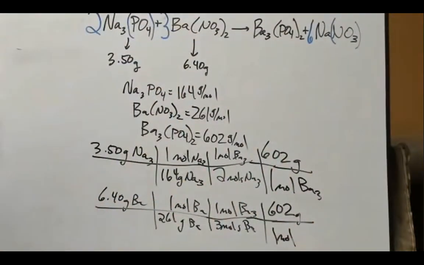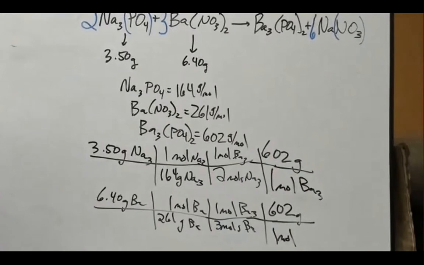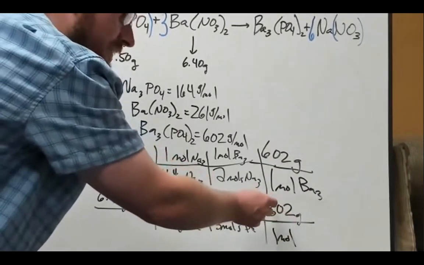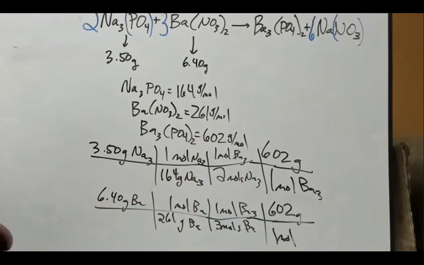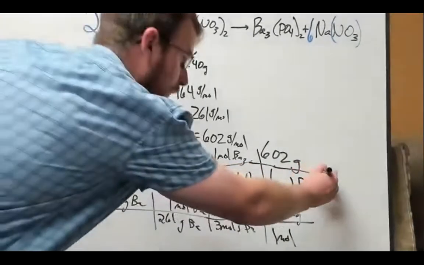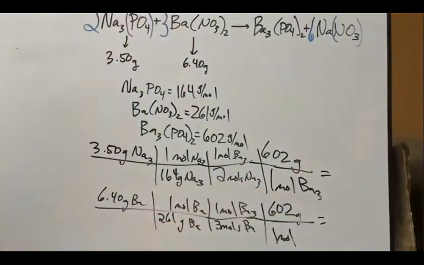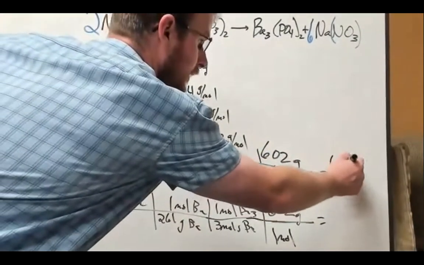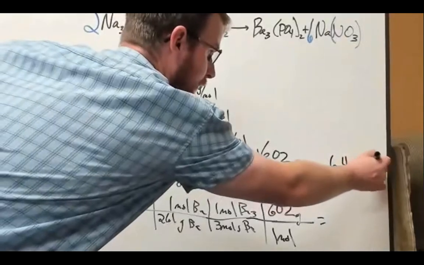Because what we're doing, and you can't see the bottom, I apologize. This is 1 mole of the product, and this is the molecular weight of the product, which would be 602 grams. And so what we're going to be doing is just converting both of those into grams of product. And I'll show you why. So this one is 6.42 grams of product. I'm just going to put a P for product.